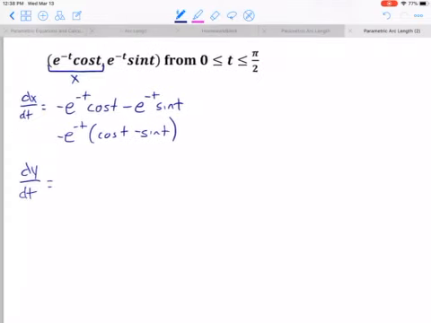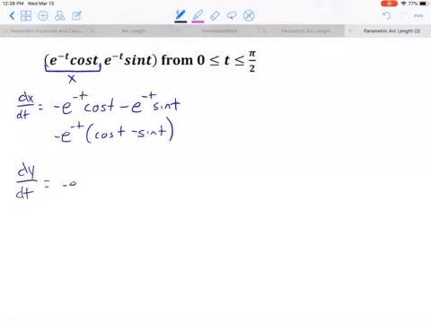So once again, it's a product rule. And the derivative of the second times the first. We could factor this as well. So it's just a plain e to the negative t this time.